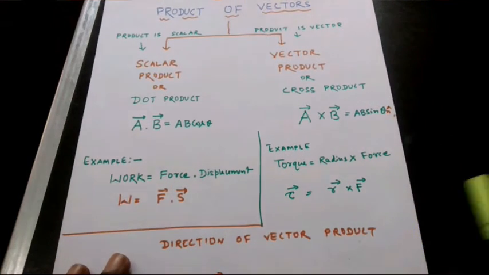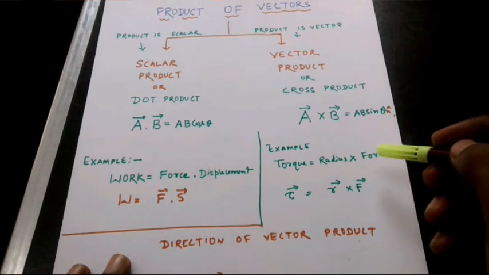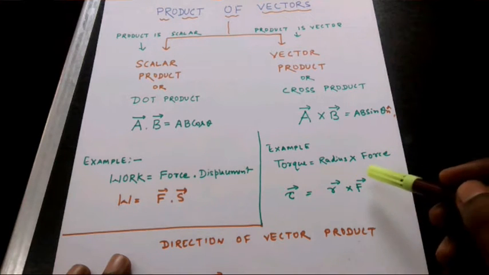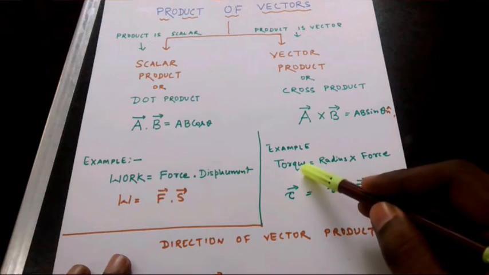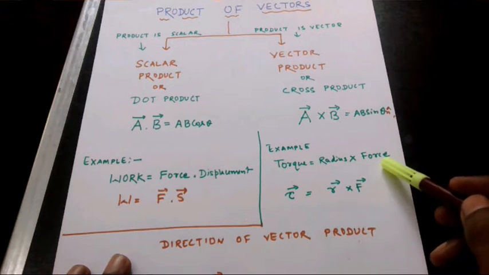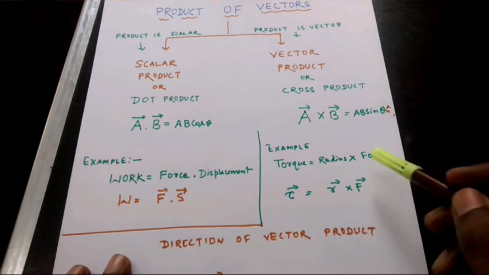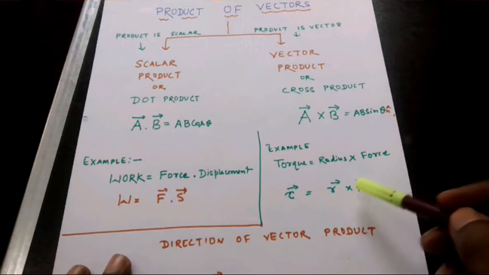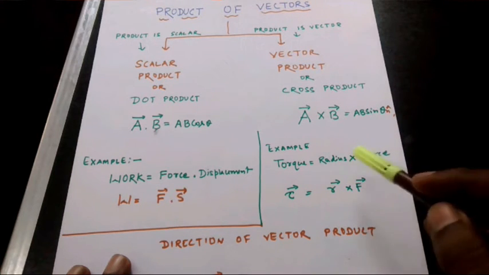Next, see the example of the vector product. The vector product has the example torque. Torque is a vector quantity. It is written like this: torque is equal to radius cross force. Radius is also a vector quantity. Force is also a vector quantity.